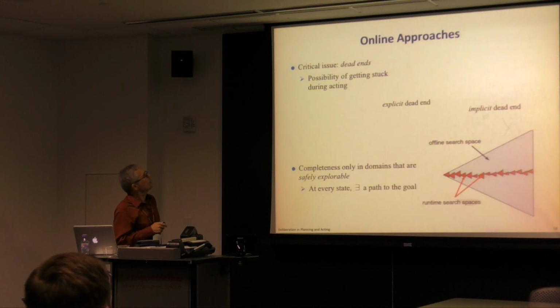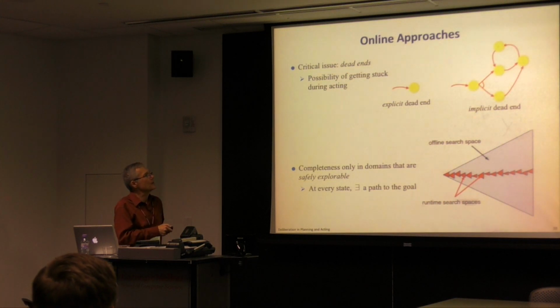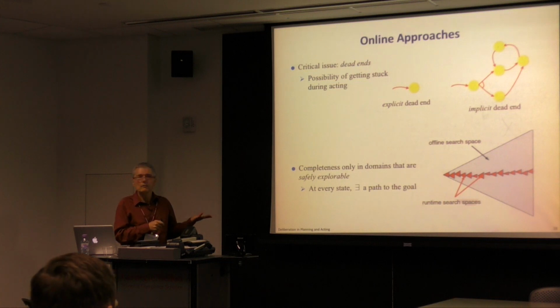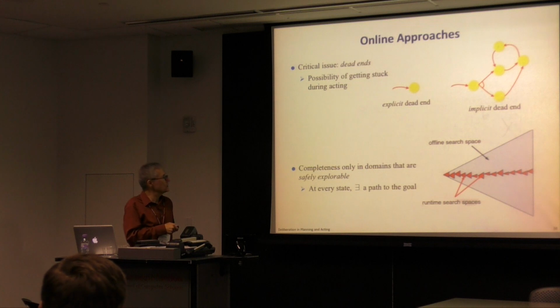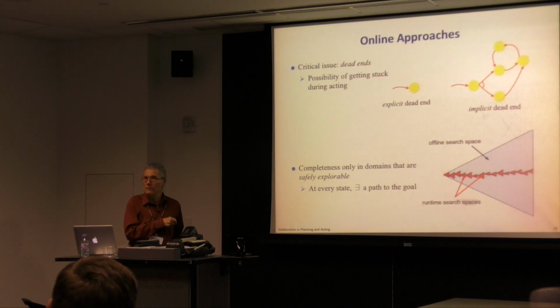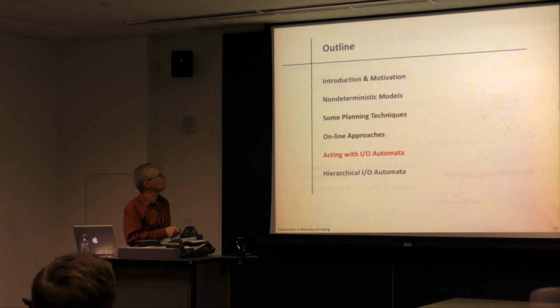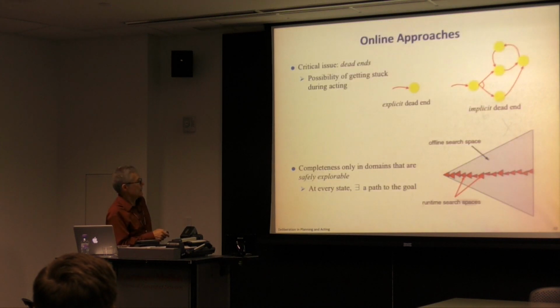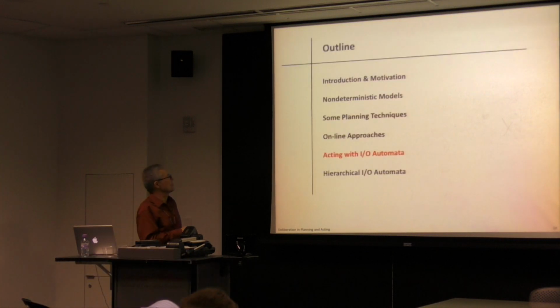Okay, I talked about the possibility of dead ends. An explicit dead end would be something where you can't go any farther. An implicit dead end would be one where you can get into a situation where there's no way of getting out. We get completeness only in domains that are safely explorable. The reason why is that if it's safely explorable, neither one of these is going to occur. I thought I was going to say something else about that. Oh well.